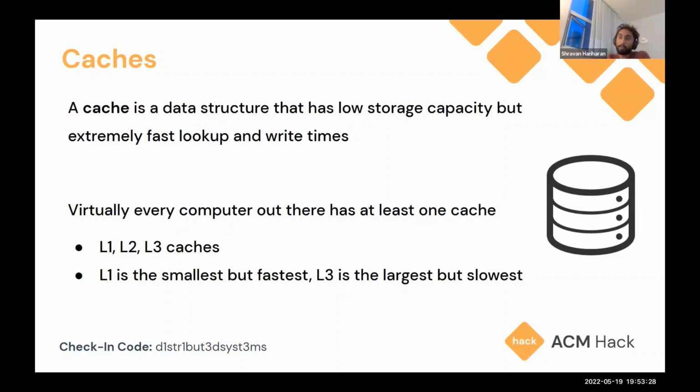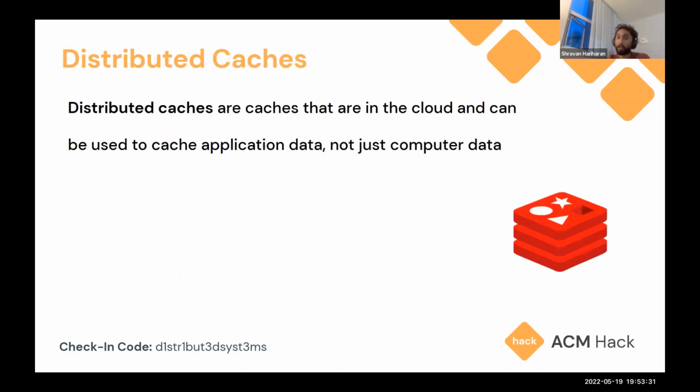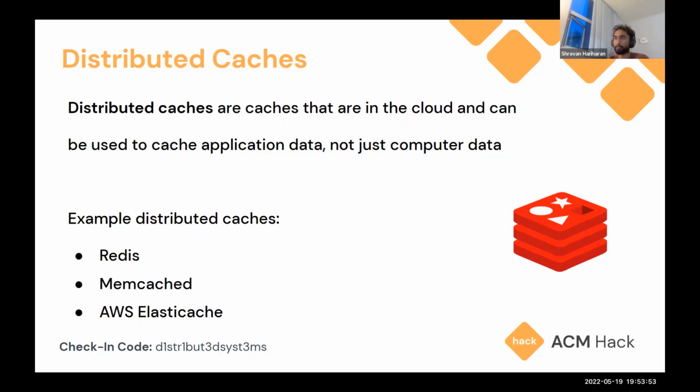Your computers have caches, but you can also create your own caches, and we call these distributed caches. Distributed caches are caches used in the cloud or by your application to cache application-specific data and not just computer data. So it's not physical hardware on your computer. It's like a cache on AWS or Google Cloud Platform, or maybe a cache hosted on your computer. For example, we have Redis, Memcache, and AWS ElastiCache. These are different products that are distributed caches that you can use to cache application data.